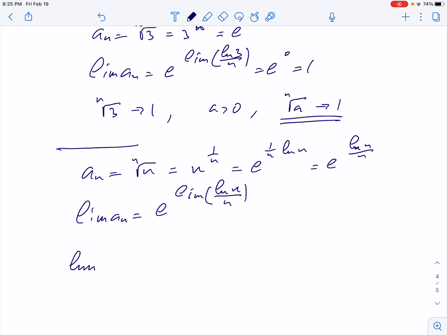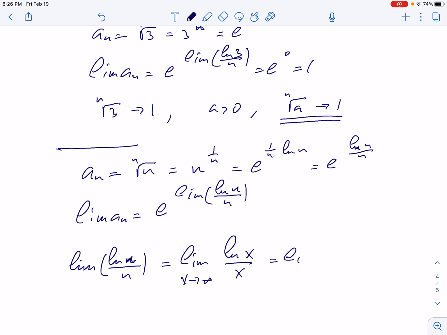Limit of natural log of n over n. It's infinity over infinity, an undetermined form. I remember this theorem for functions, so I can extend our sequence to a function, and this will be the limit of natural log of x over x when x grows to infinity. And here, for functions, we can use the rule of L'Hopital.